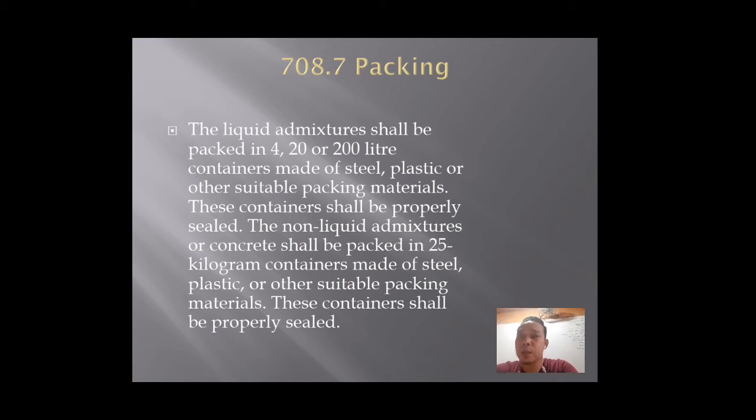Item 708.7 is about packing. The liquid admixture shall be packed in 20 or 200 liter containers made of steel, plastic, or other suitable packing materials. These containers shall be properly sealed. The non-liquid admixture shall be packed in 25 kilogram containers made of steel, plastic, or other suitable packing materials. These containers shall be properly sealed.